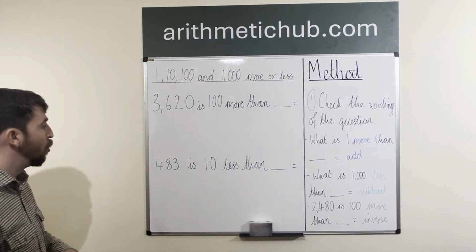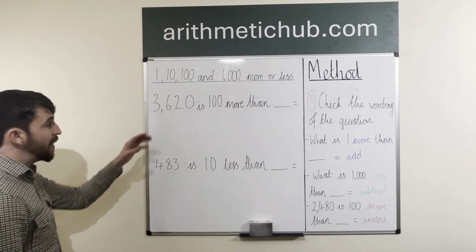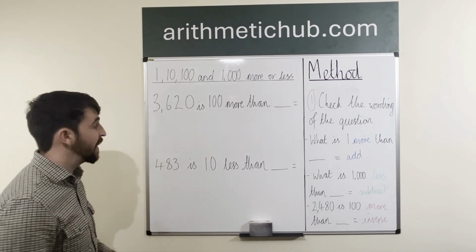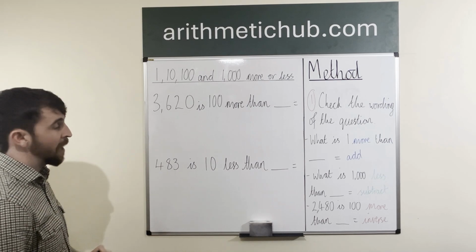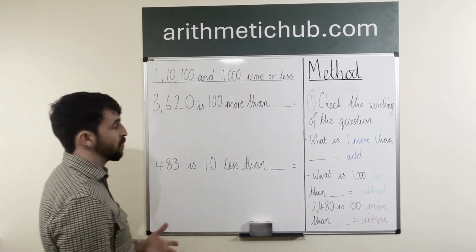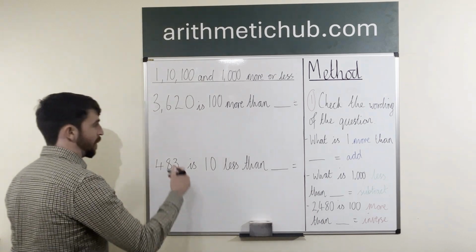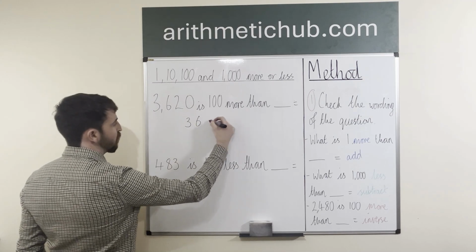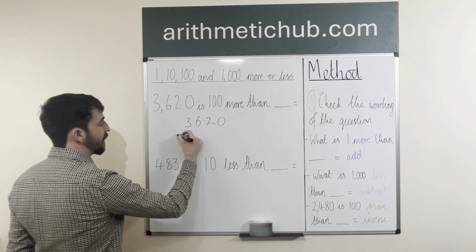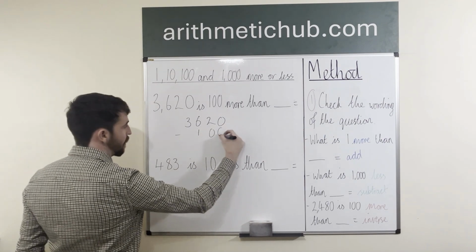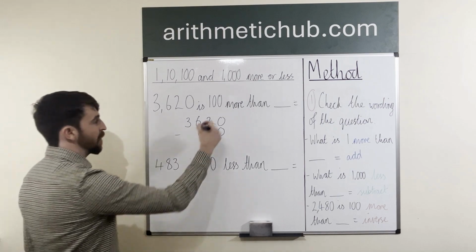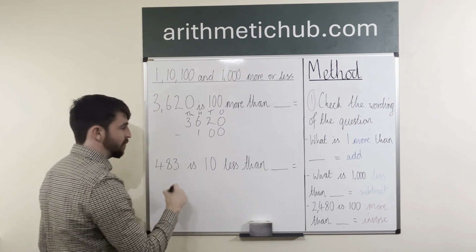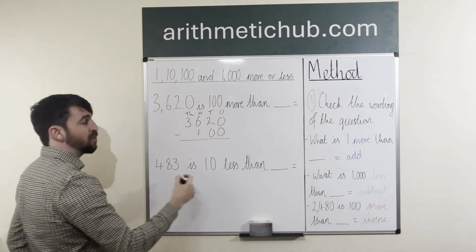3,620 is 100 more than what number? So we know that 3,620 has to be bigger than this number because it's more than it, it's greater than it. So what we would have to do is do the inverse to work out what was 100 smaller than it, wouldn't we? So what we would do is take 3,620 and we would take 100 away. And again, it's going to be helpful to put our place value columns over the top of it. So we've got our ones, tens, hundreds, and thousands. Now what we would do is subtract the 100.